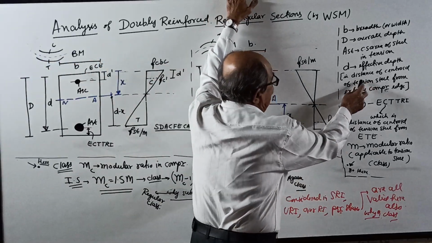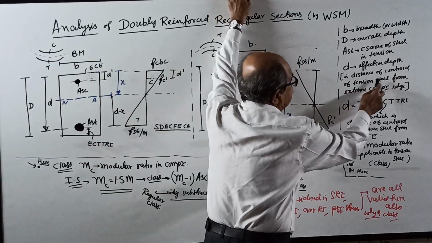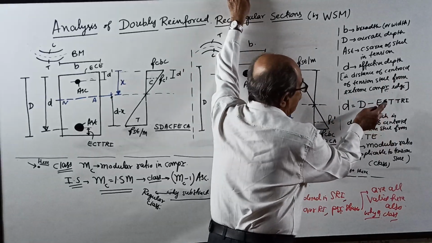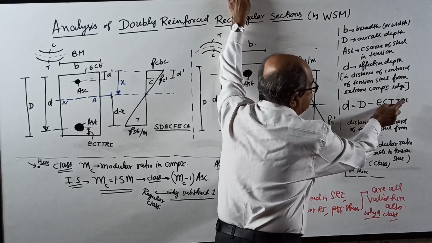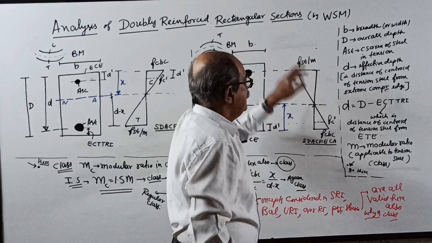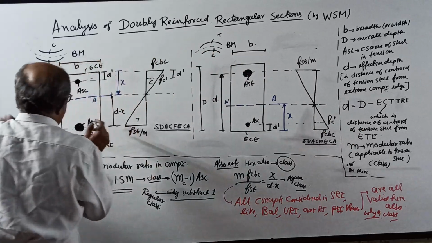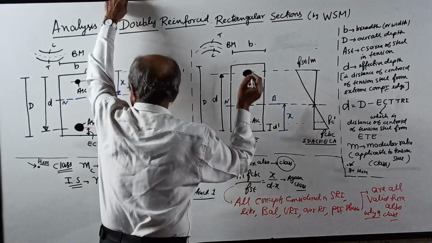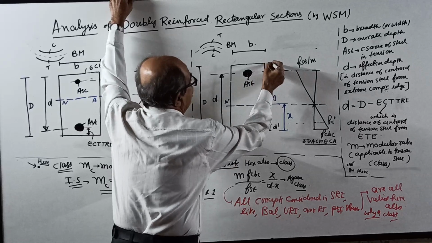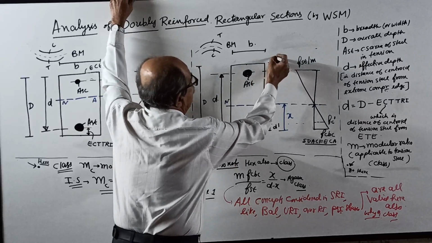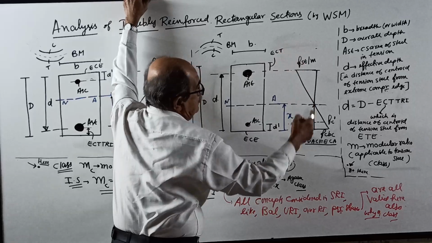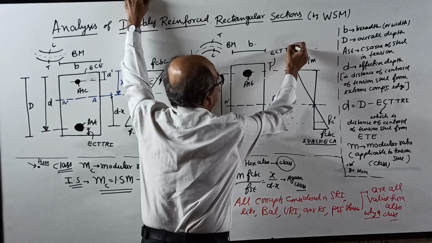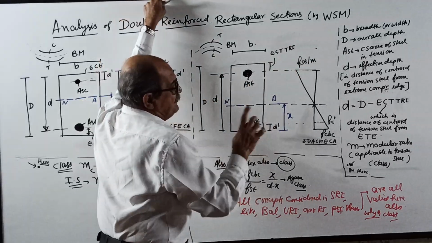So, effective depth is written here: distance of centroid of tension steel from extreme compression edge, equal to D minus C. No space here. Effective cover to tension reinforcement, you should write, which is the distance of centroid of tension steel from extreme tension edge. See, here, I forgot. I'll write here. This is your effective cover to tension reinforcement. Okay, over.